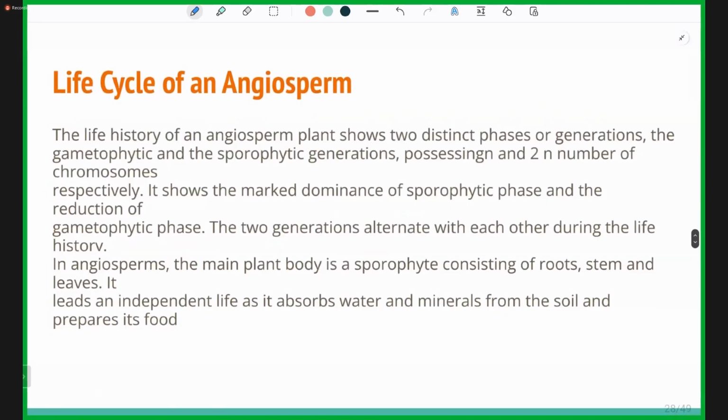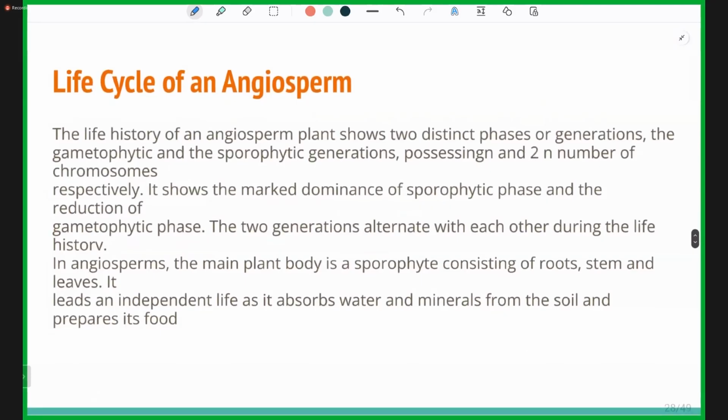Now, the life cycle of angiosperm. We have already seen that the sporophytic and the gametophytic plant body is present in all the plants, might be algae, bryophyte, pteridophyte, gymnosperm, and angiosperm. But what is the difference between all these plants? The major difference between them is the presence of the sporophytic and the gametophytic generation, and for how long they are present in each of them.